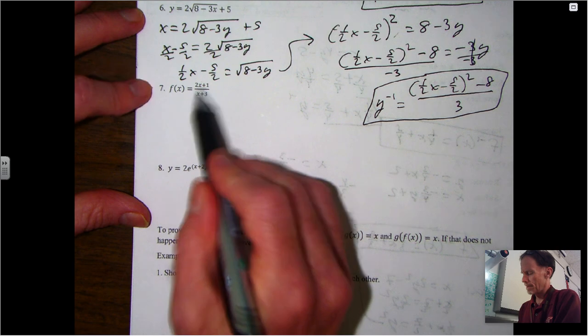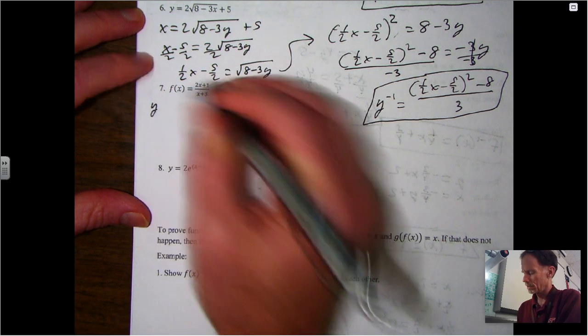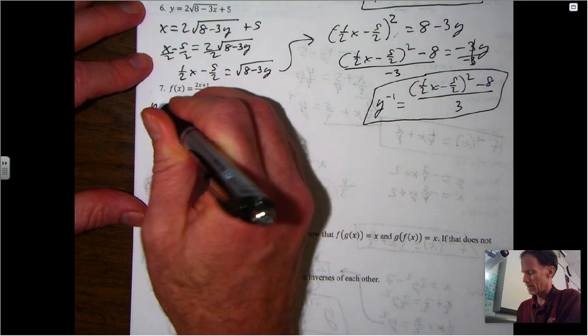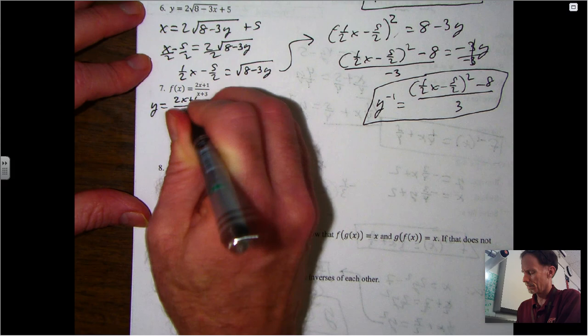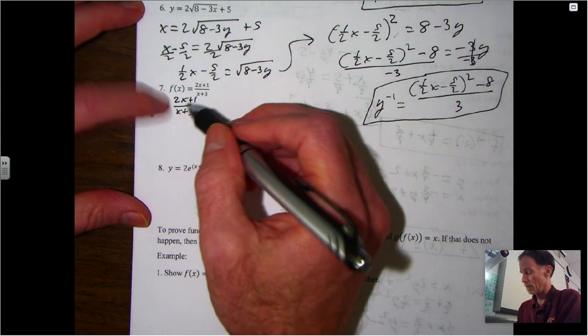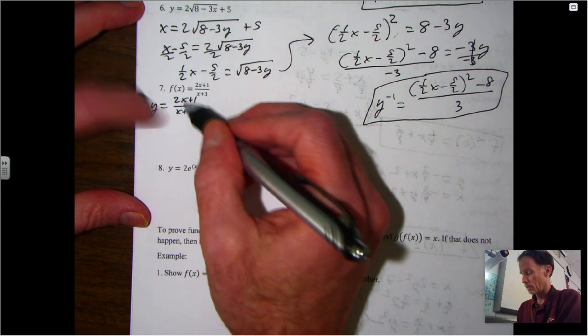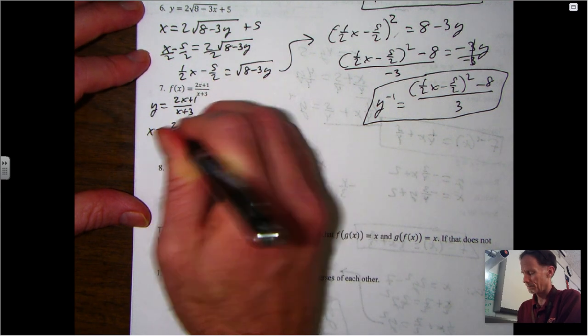Last two. This one has an x on the top and the bottom, so this one's going to be a little bit trickier, just as far as getting y by itself. But again, first of all, I'm just going to rewrite it. Switch them. In this case, both x's are going to get a y, so it's going to be x equals, anywhere where you see an x, you're going to write a y.